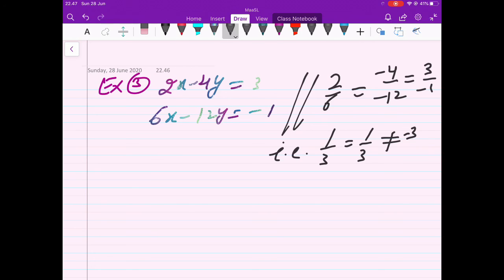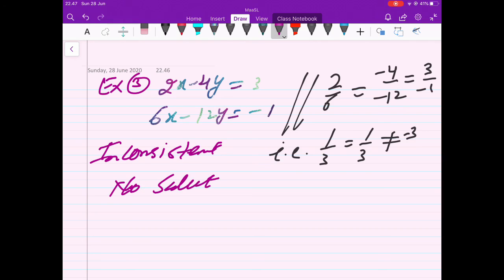So therefore you can see the first two ratios are the same, but the third one is not the same. So the system is said to be an inconsistent system, and it has no solution to the system of linear equations in two unknowns, or simultaneous equations in two unknowns. Let's see it on GeoGebra.